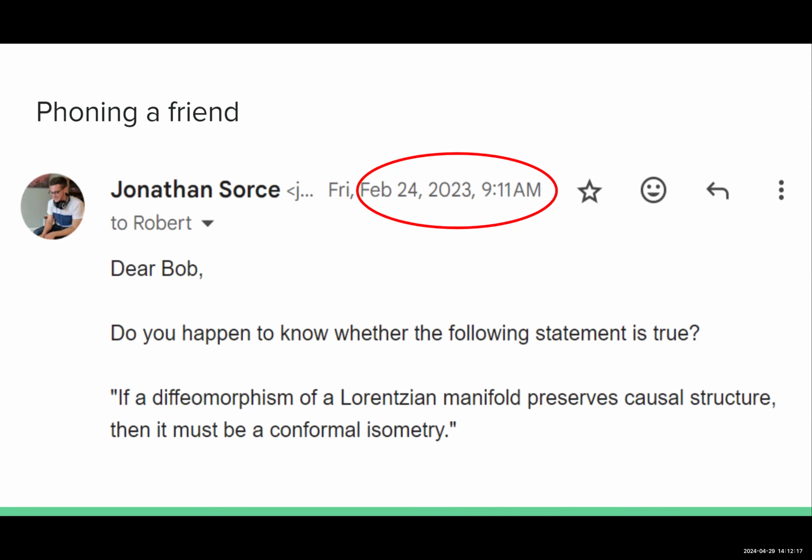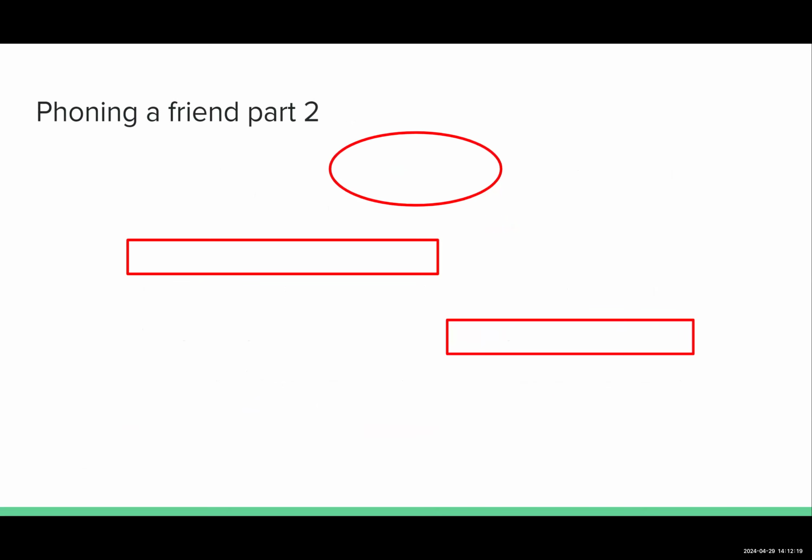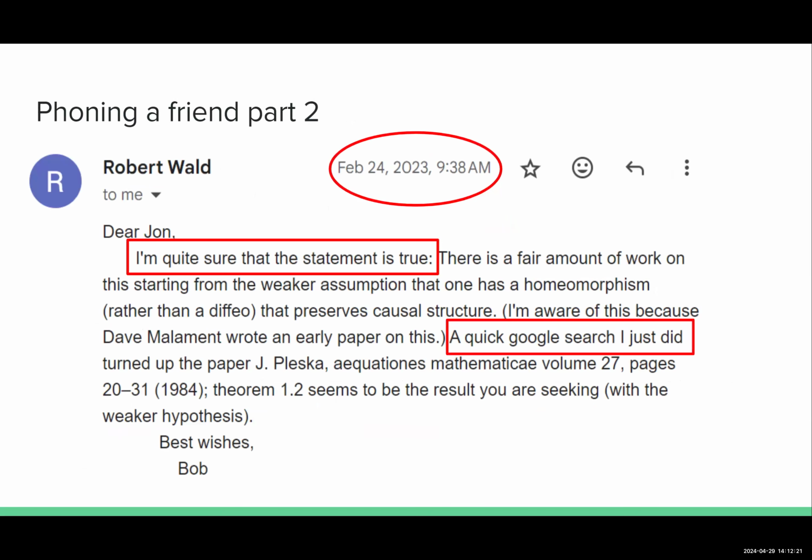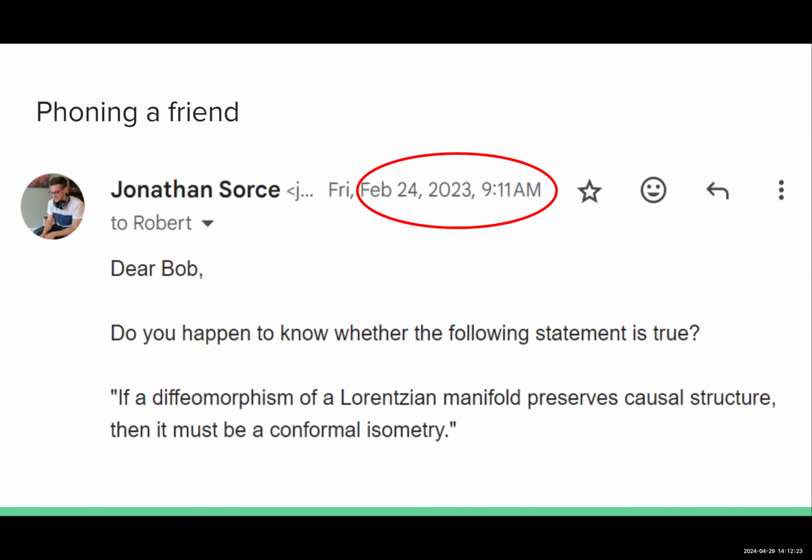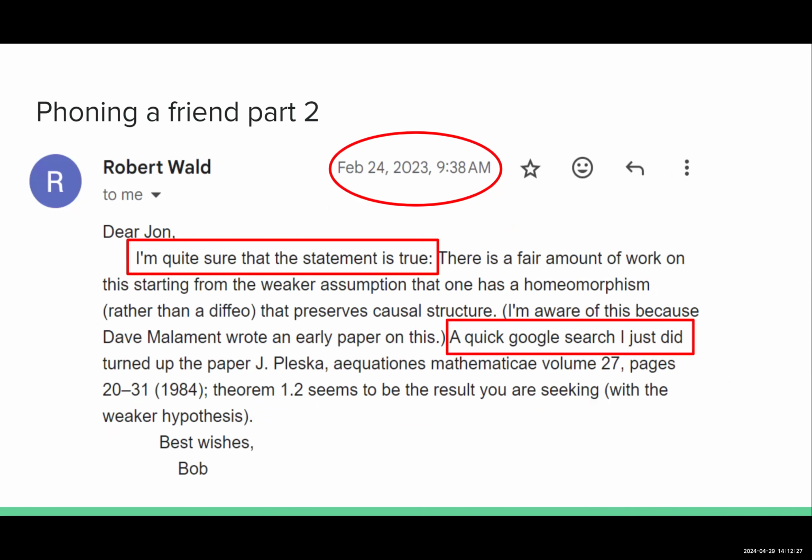Okay, this was over a year ago. I emailed Bob at 9:11 a.m. He emailed me 27 minutes later. This was Boston time, by the way. So this was 8:11 a.m. Chicago time. He emails me 27 minutes later. He says yes. And he also tells me that he found the answer on Google. So maybe I didn't try hard enough before emailing him. He did give me exactly the paper that I needed to understand.